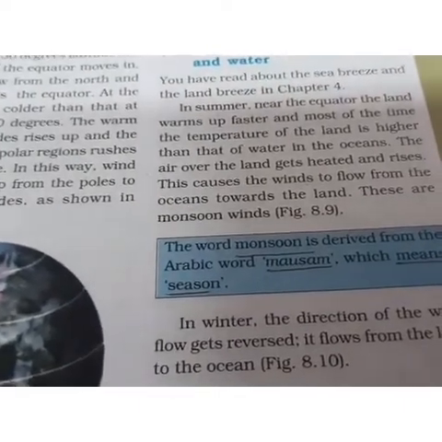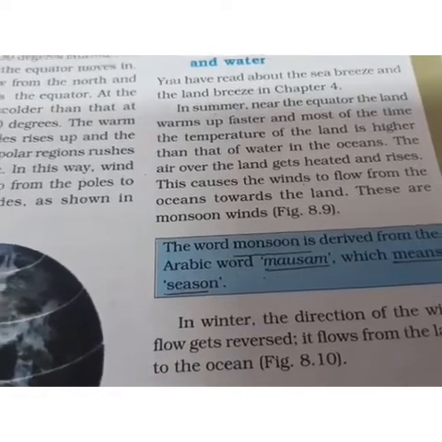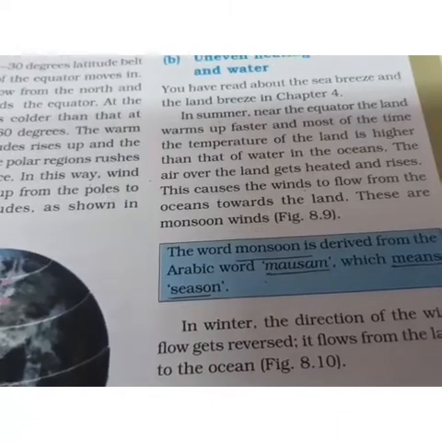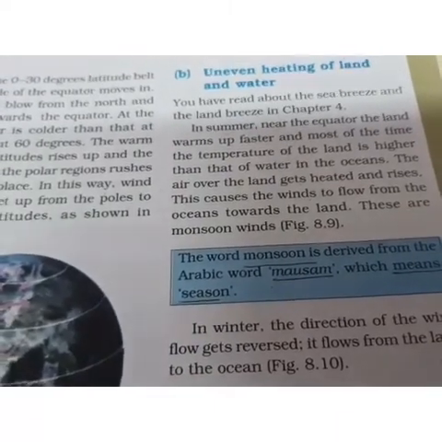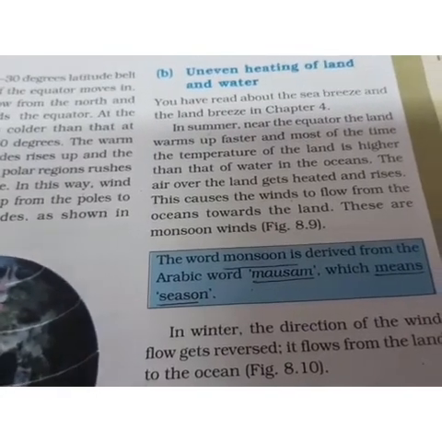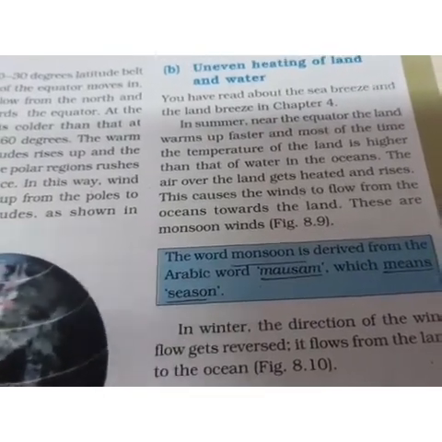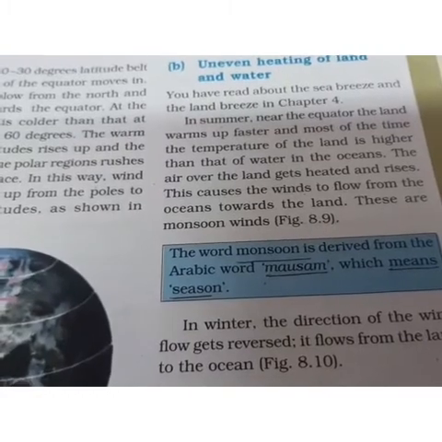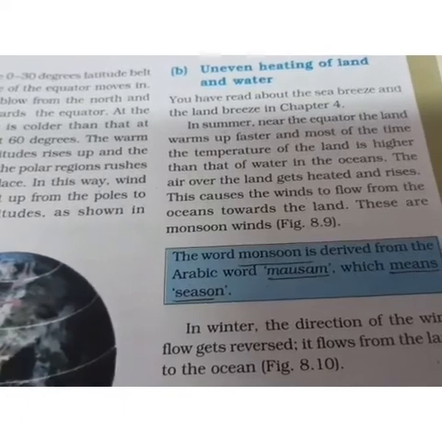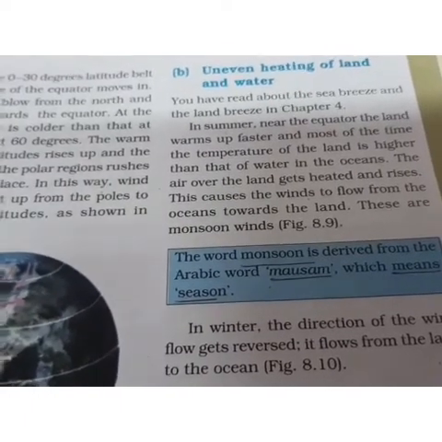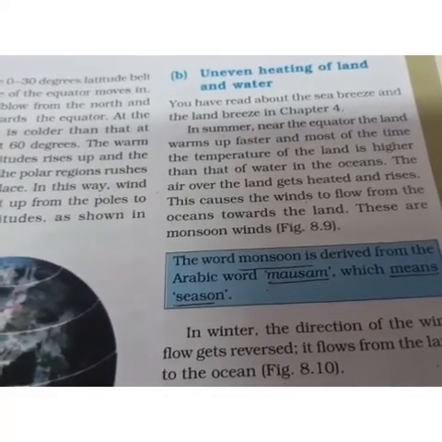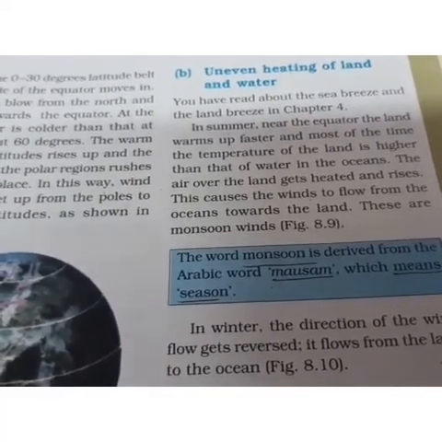Now the air over the land gets heated and rises up. So the reason is that the temperature of the land is more, then the air that is present on the land will get heated up and it starts rising up. Now this causes the wind to flow from the oceans towards the land. Now what happens, because the temperature of the water of oceans and sea is less, that means the temperature of the air around that ocean and sea is also less compared to the air on the land. So as the air on the land rises up, the air from the oceans and sea moves towards the land.